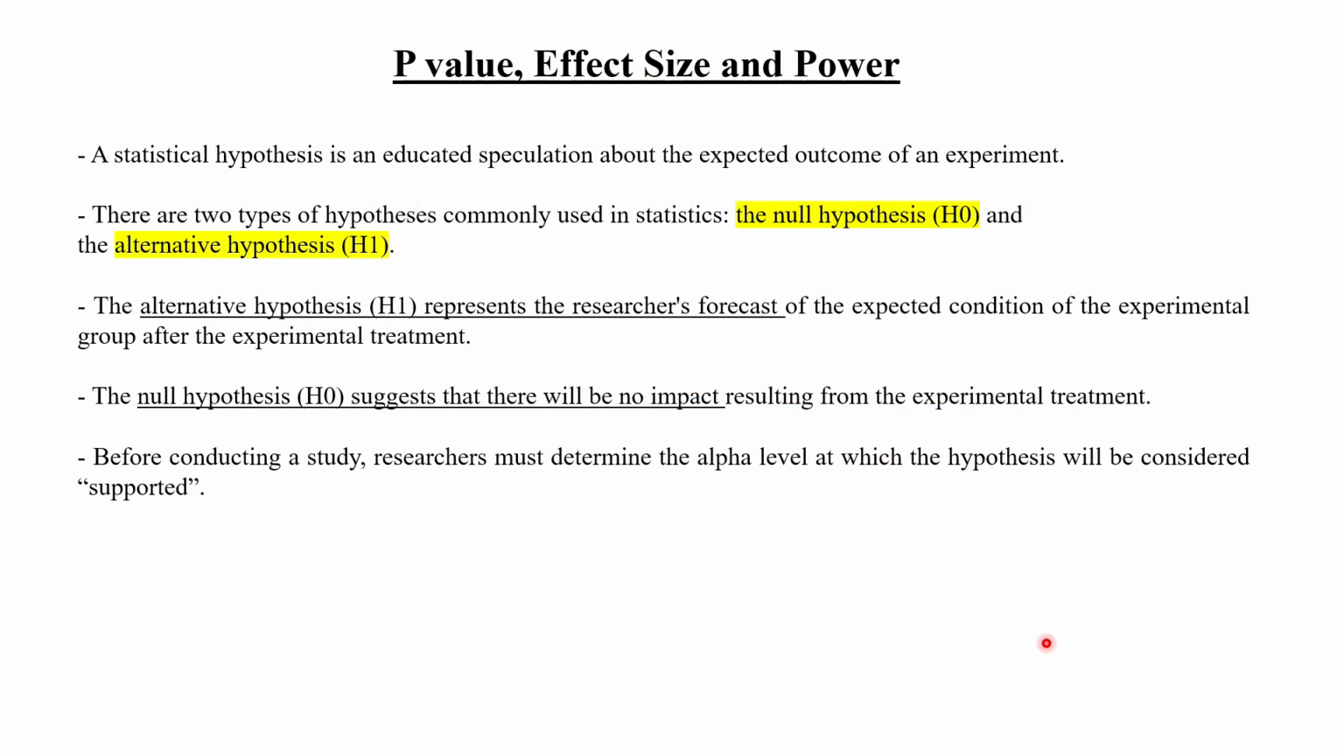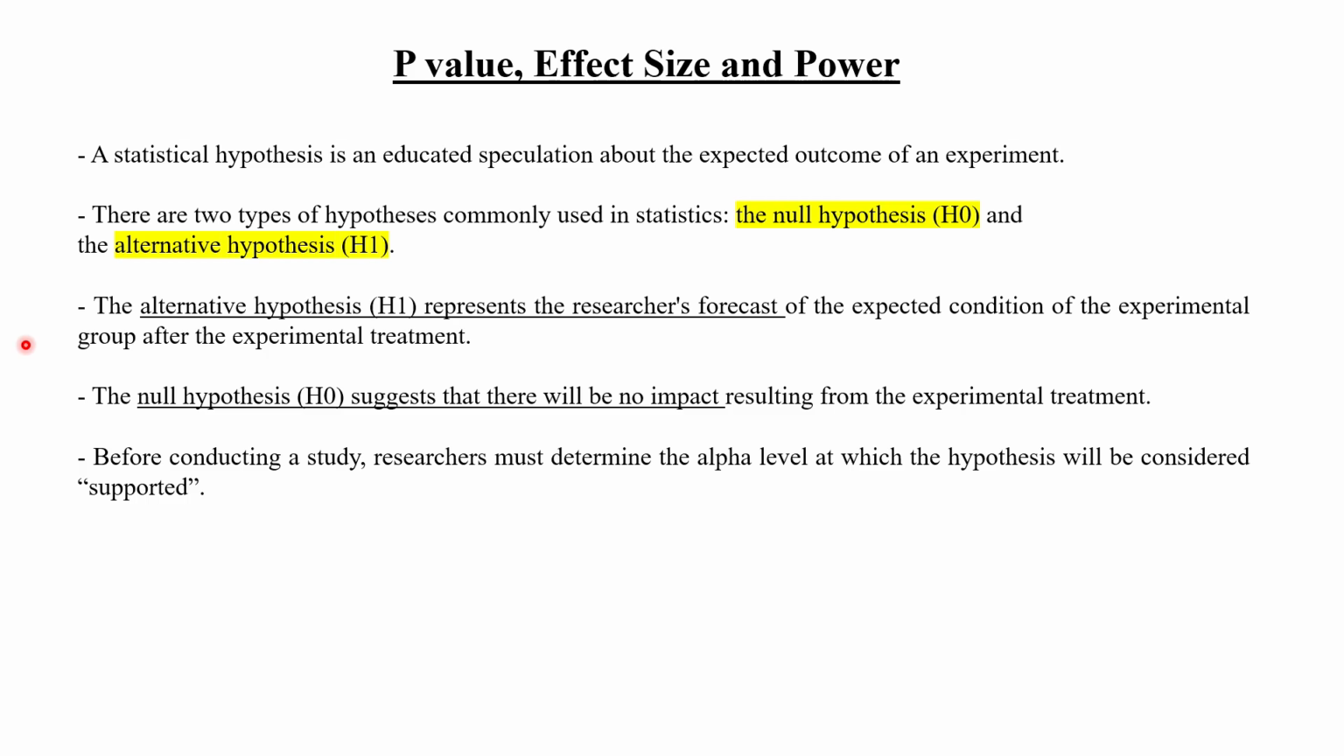Now, let's talk about p-value, power, and effect size. A statistical hypothesis serves as the researcher's educated speculation regarding the anticipated outcome of an experiment. It represents, in a verifiable manner, the proposition that the researcher intends to investigate within a sample in order to determine its accuracy within the relevant population. In statistics, there are two types of hypotheses that are commonly employed: the null hypothesis and the alternative hypothesis.